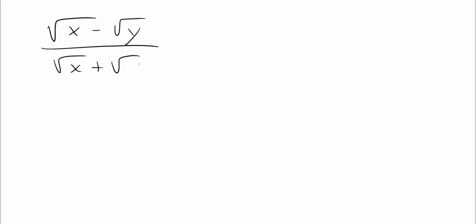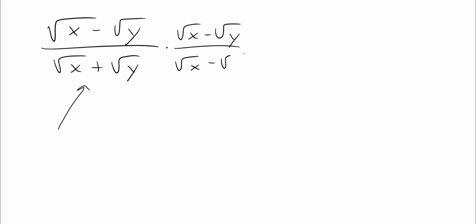Okay, so let's do a couple of crazier ones. So this is one with variables in it. Square root of x minus the square root of y over square root of x plus the square root of y. What's the conjugate? Again, you're only looking at the bottom. So it's square root of x minus square root of y. Change the sign between them. Square root of x minus square root of y.